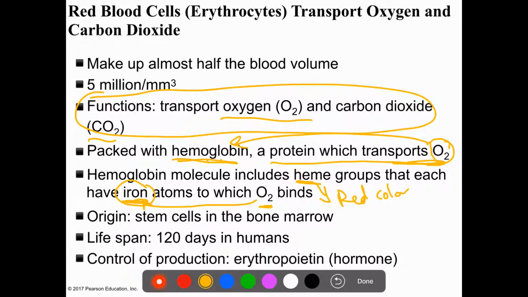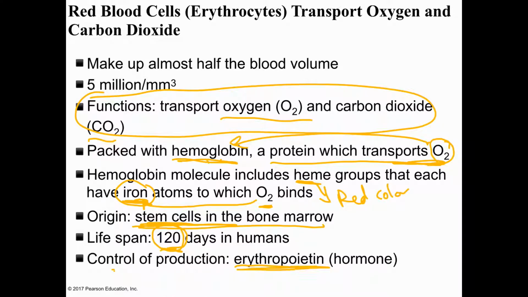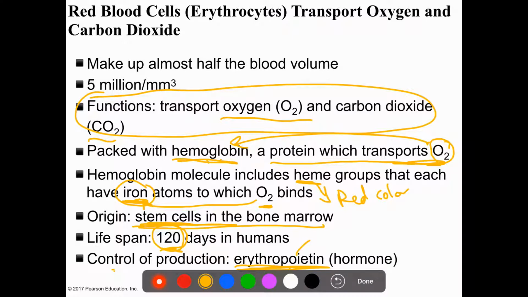Now, another important thing about the red blood cells, they originate from stem cells in the bone marrow. And their lifespan is around 120 days. So every 120 days, we literally have new blood. And the hormone that controls their production is called erythropoietin, and this is produced by the kidney. So the kidney, and we will see that, is responsible for controlling the production of the red blood cells.